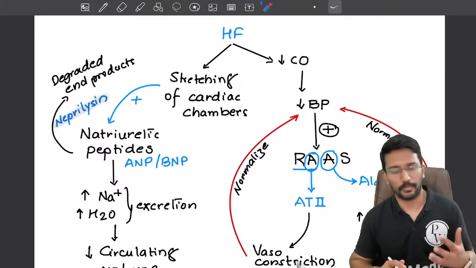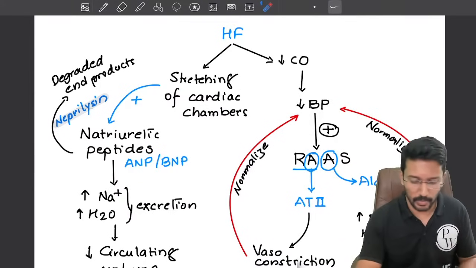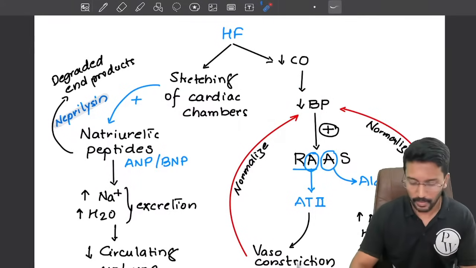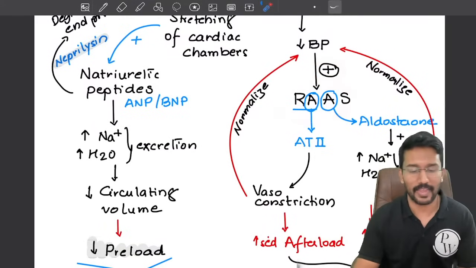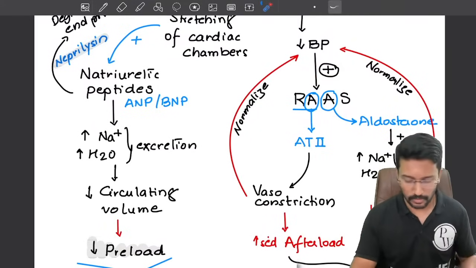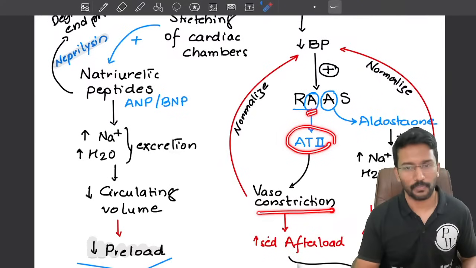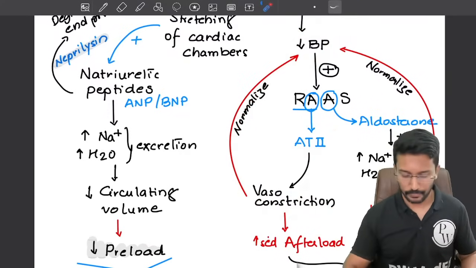Whenever the heart is failing, the cardiac output starts decreasing. That means the blood pressure will start decreasing, which means there will be reduced renal perfusion. Once there is reduced renal perfusion, there will be activation of the RAS axis. RAS has two components. One is angiotensin 2. Angiotensin 2 will cause vasoconstriction. Vasoconstriction can make the BP get back to normalcy.